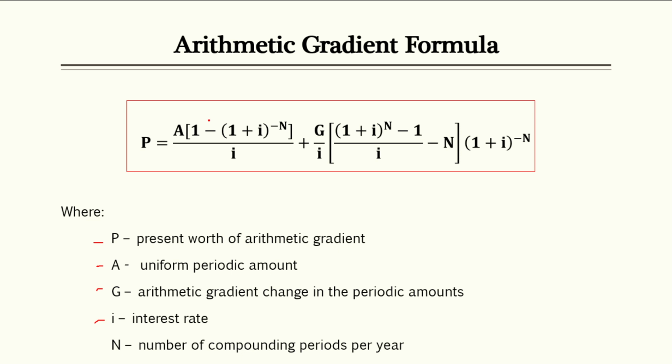And N is the number of compounding periods per year. So, yan na rin yung sa dati nating formula. Ang nadagdag lang talaga ay itong G. Ito lang yung medyo bago. Okay?